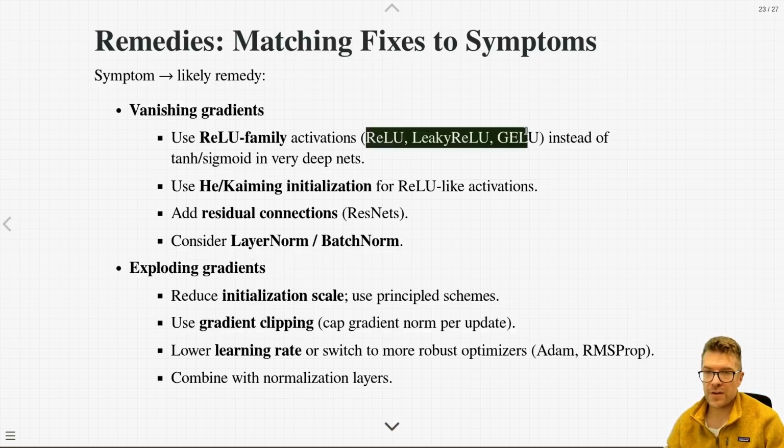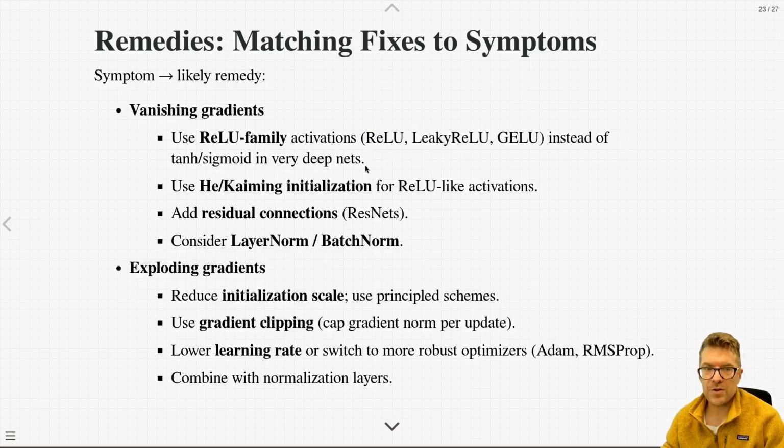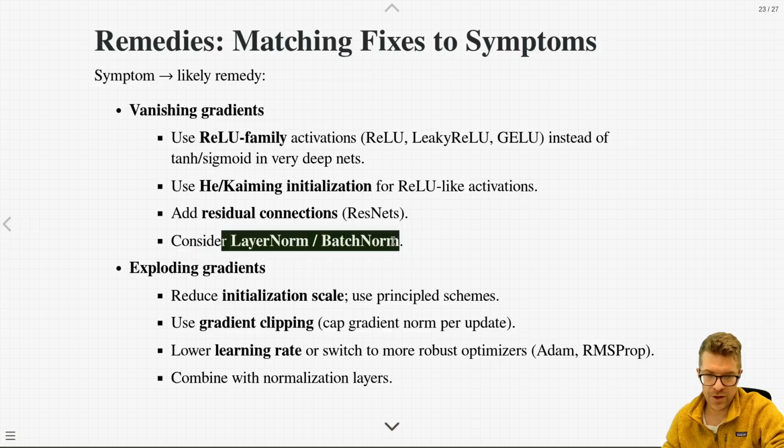Use an activation function that could avoid differentials that are very small. Use initializations that are good for your weight matrices. Add residual connections, which we'll talk about a bit later, and consider LayerNorm or BatchNorm, which we'll also see in our code coming up shortly. We didn't have time today, but there's mitigations to normalize everything so that backpropagation doesn't explode or vanish.